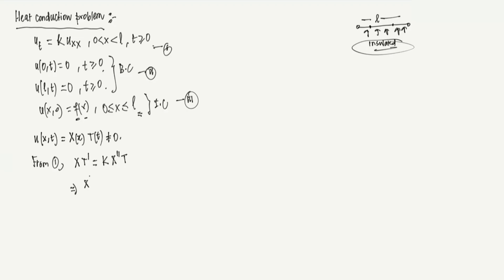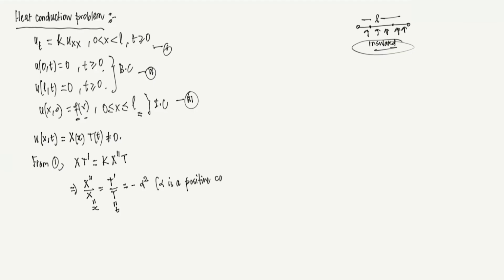This implies X double prime over X equals T prime over T, where the left side is a function of x only, and the right side is a function of t only. There is no other way but for this to be a constant. Let's call it minus alpha square, where alpha is a positive constant.